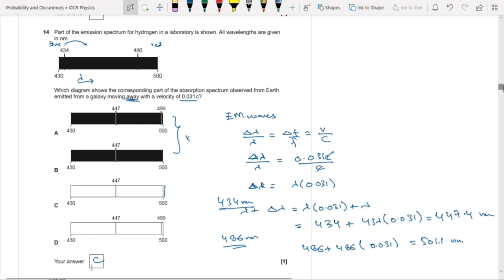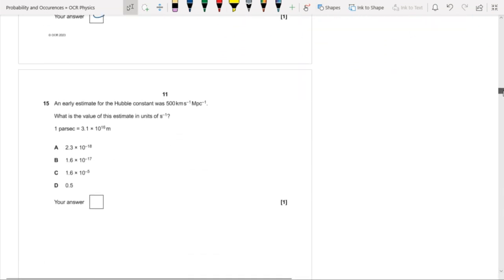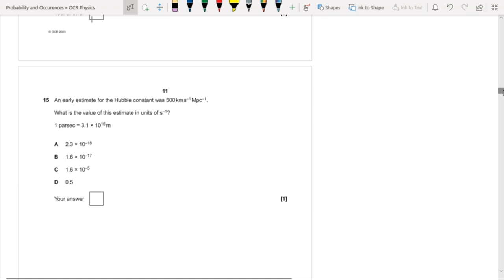Moving on, an early estimate for the Hubble constant was 500 kilometers per second per megaparsec. What is the value of this estimate in units of per second? And 1 parsec in meters is also given.